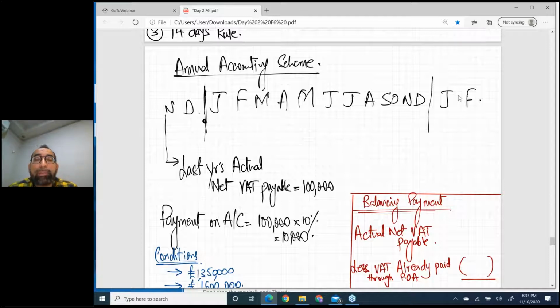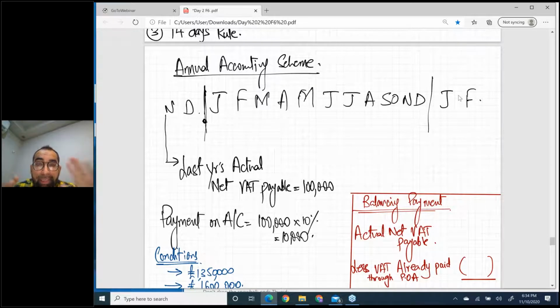Now, first clear one misperception. People think annual means there is only one tax payment. No, annual does not mean one tax payment. Annual means only one tax return. The annual accounting scheme means you have to file only one tax return every year. So the first advantage of this scheme is that you don't have to file four tax returns, only one, which means your administrative burden will be reduced.